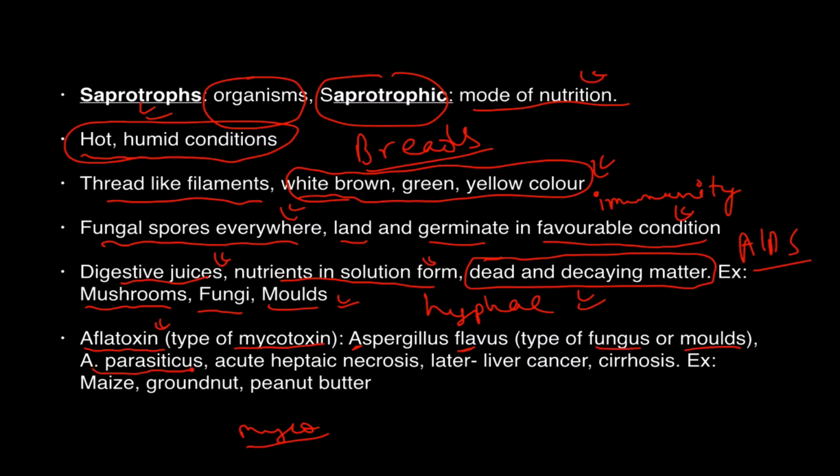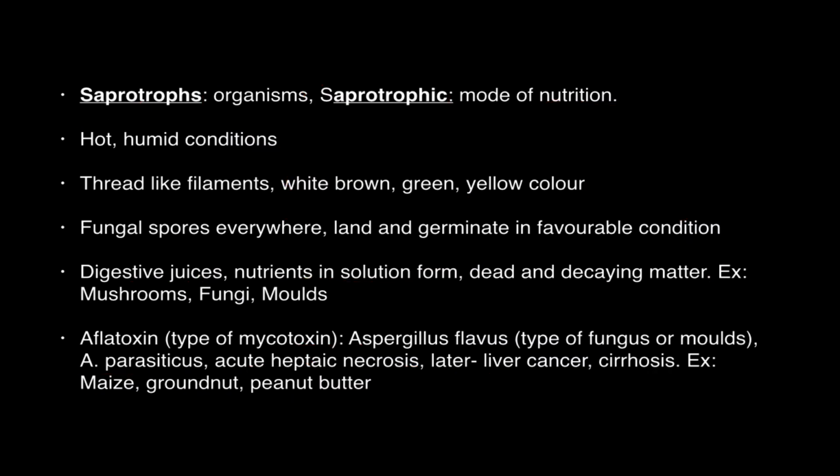It is also produced by Aspergillus parasiticus. It is produced naturally in maize, groundnut, peanut butter. And what does it lead to? It leads to acute hepatic necrosis, which will lead to acute death. And if that does not happen, later it leads to liver cancer or cirrhosis. Okay, so it is a very dangerous toxin, and there are various ways to monitor it.